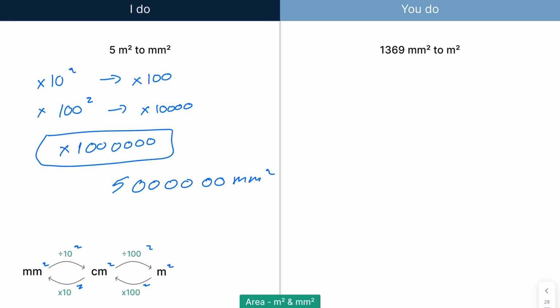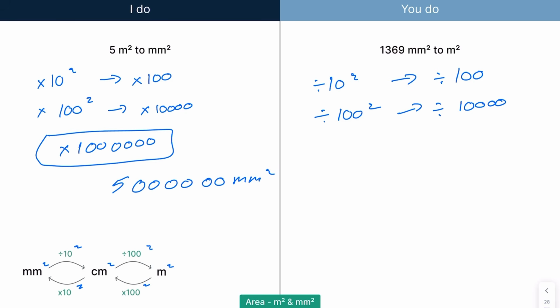So again, hopefully on the right, you've pressed pause and had a go. So we're going from millimeters squared to meters squared. So we're going this way. So again, we are dividing by 10 squared, and then we are dividing by 100 squared. And again, dividing by 10 squared is the same as dividing by 100, and 100 squared is just that.